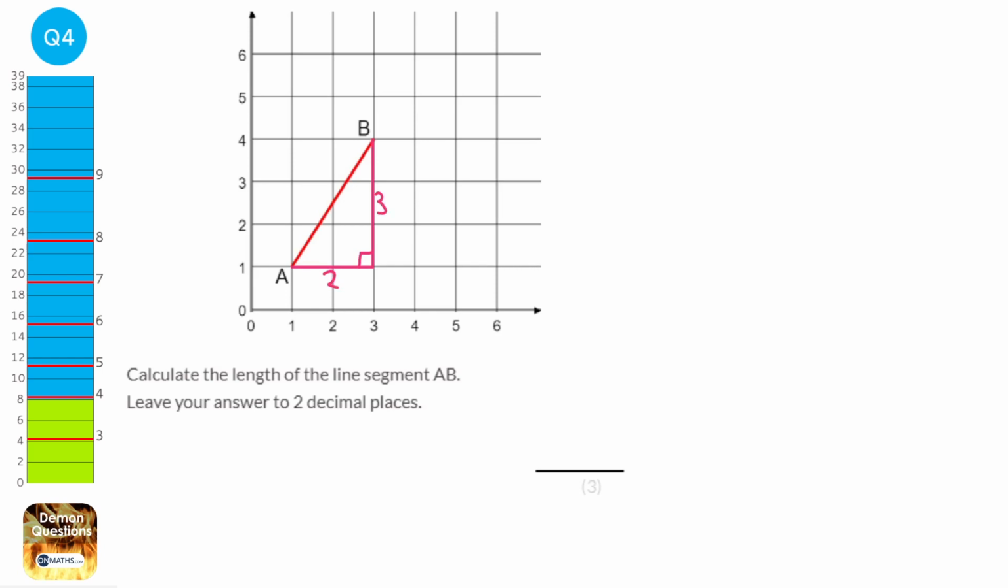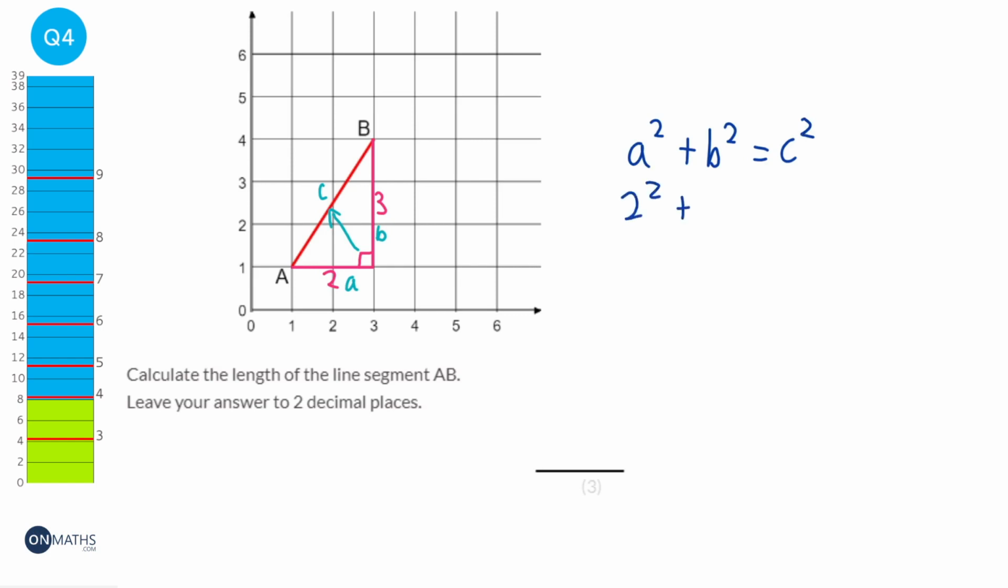So we're going to be using Pythagoras. And with Pythagoras, we start by labelling the sides A, B and C. C must be the one that's opposite the right angle. And so we know Pythagoras is a squared plus b squared equals c squared. A is 2, b is 3, and 2 squared plus 3 squared is going to be 13.